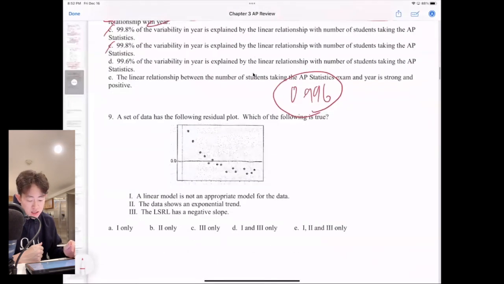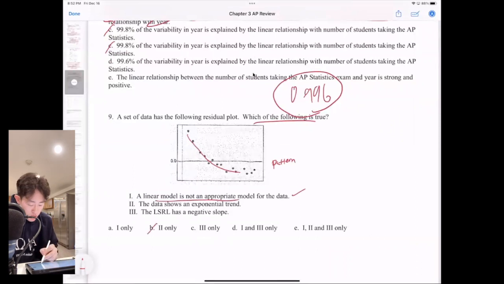Number 9, a set of data has the following residual plot. Which of the following is true? Now, for this, I know a lot of you guys might have struggled. I struggled with this question the most. The way that I'm going to go over this is going to be quite simple. First of all, we should all agree that it's going to be 1 because we see a clear pattern for this. That means that it's not going to be a good fit for a line. A linear model is not appropriate. That is absolutely true. So we're going to eliminate B and C just because they're missing the Roman numeral 1 in there.